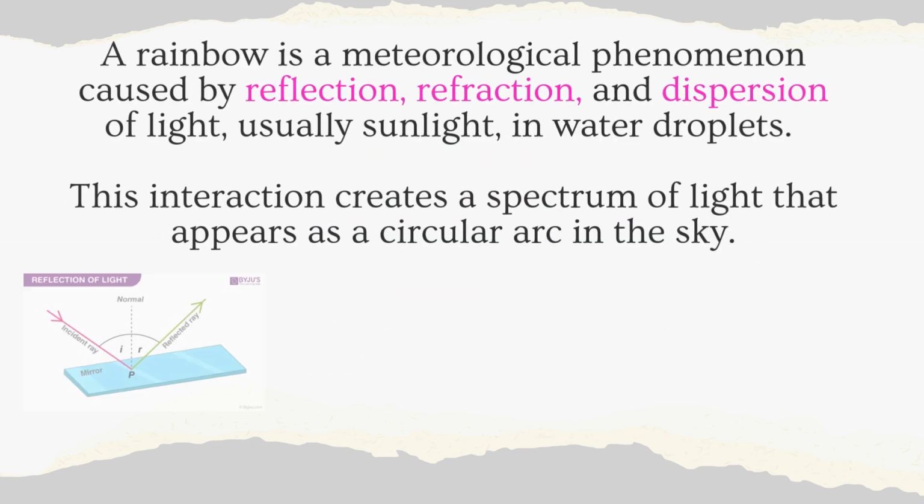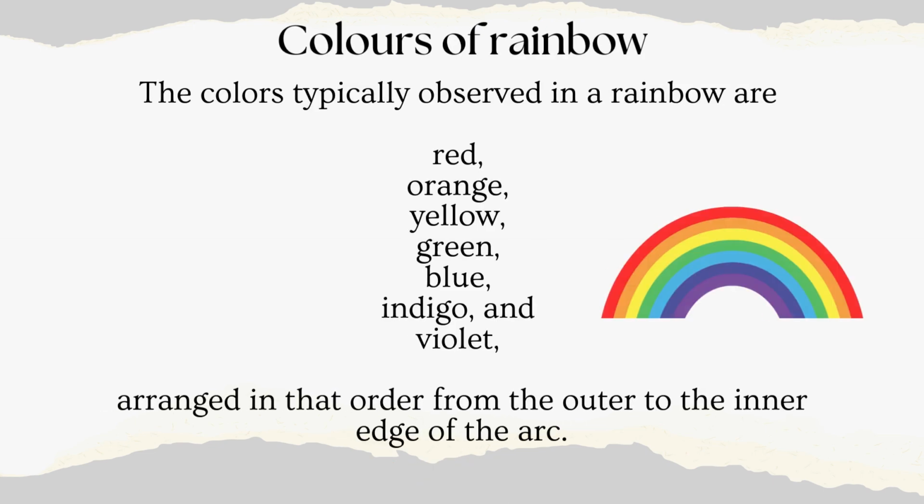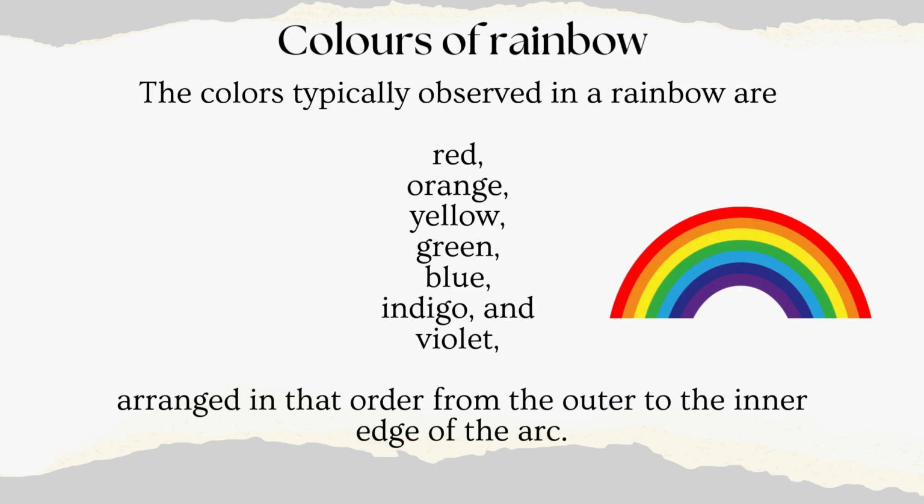Rainbows. A rainbow is a meteorological phenomenon caused by reflection, refraction, and dispersion of light, usually sunlight, in water droplets. This interaction creates a spectrum of light that appears as a circular arc in the sky. The colors typically observed in a rainbow are red, orange, yellow, green, blue, indigo, and violet, arranged in that order from the outer to the inner edge of the arc.